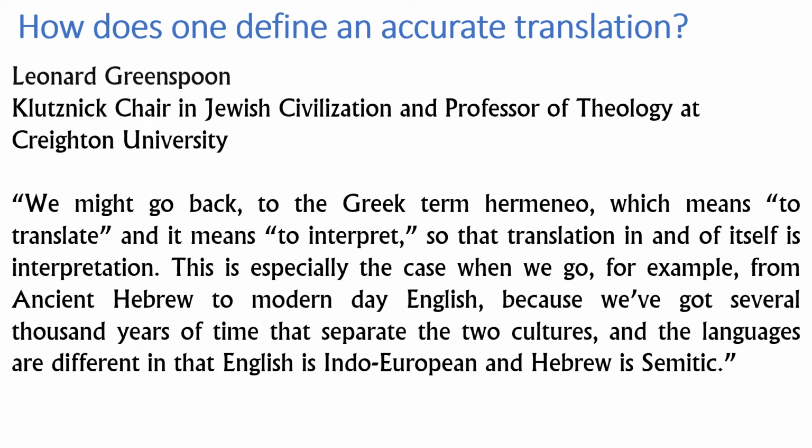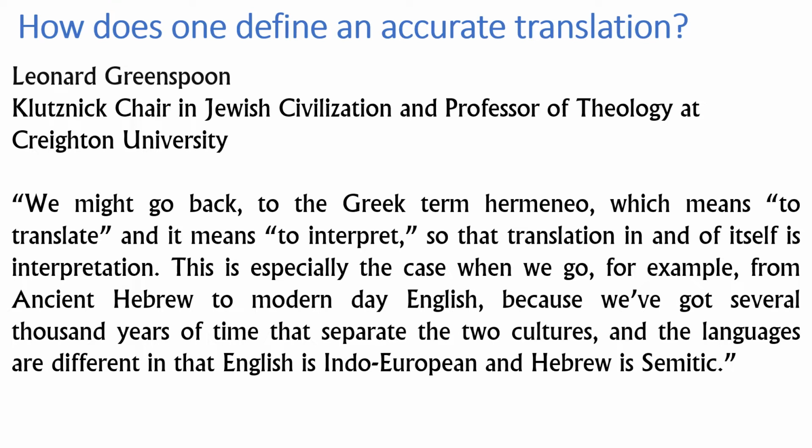Okay, so let's get into a couple of issues that we have to deal with in terms of, again, going back to how do we define an accurate translation. Professor Leonard Greenspoon, who is the Klutznik Chair of the Jewish Civilization, Professor of Theology at Creighton University, I think described this best when he said, we might go back to the Greek term hermeneo, which means to translate, and it means to interpret. So that translation in and of itself is interpretation.